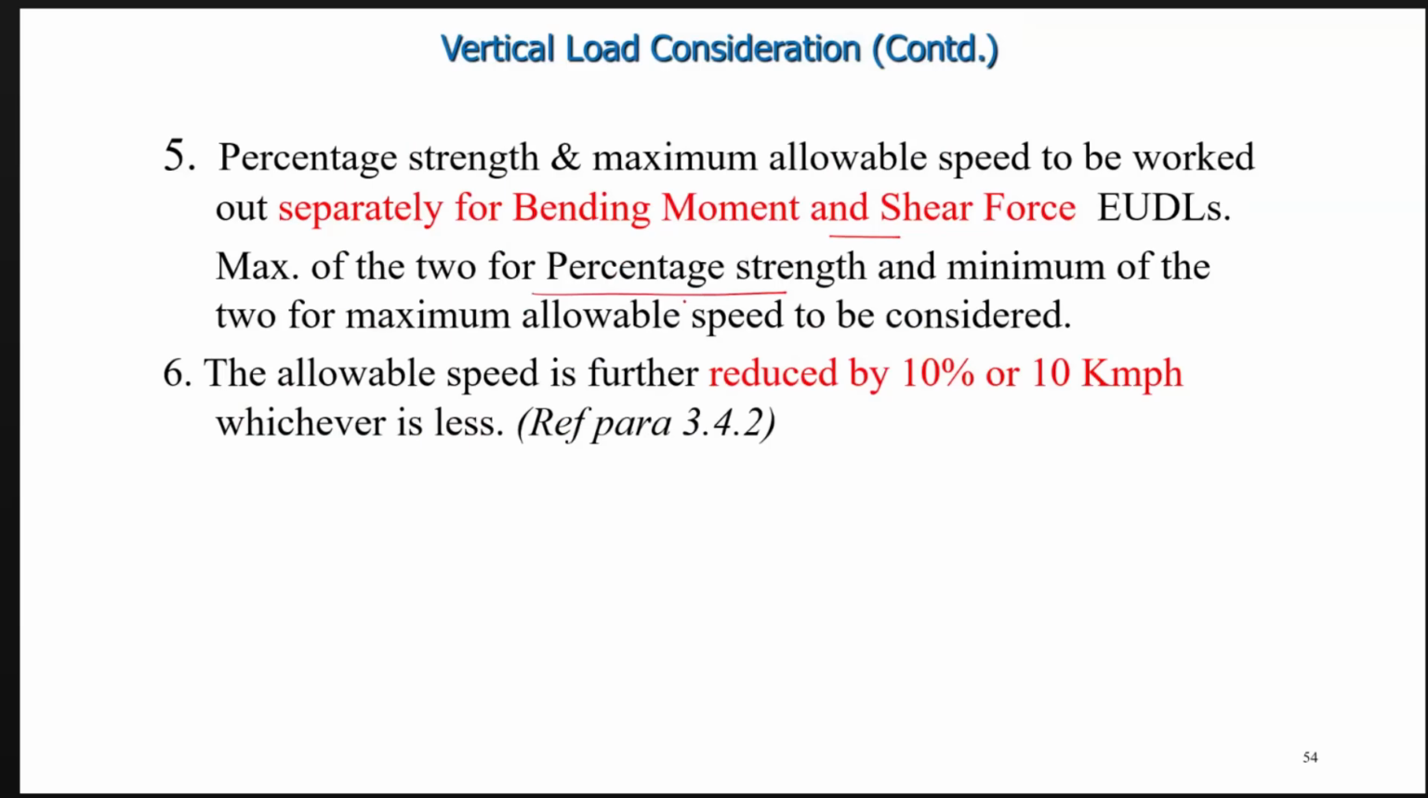Further, whatever the speed VM is coming, that will be reduced by 10% or 10 kmph, whichever is less. This is very important. This is required because whatever speed we certify, we reduce by 10% or 10 kmph, because when the trial run is done, it is mostly done 10% higher than the sanctioned speed, whatever we have designed. So that's why we reduce the 10%.